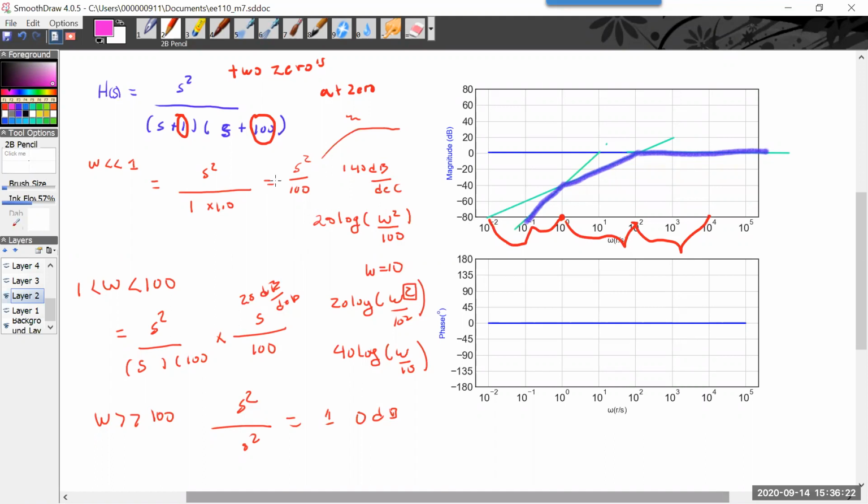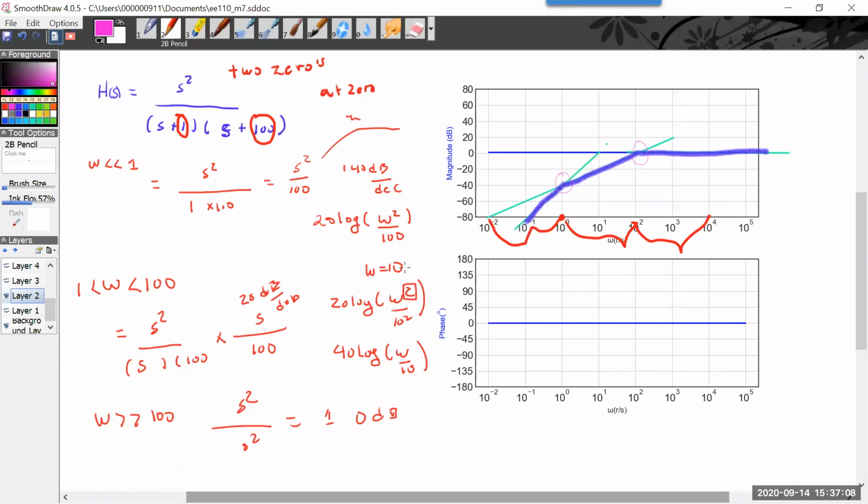When it's much less than 1, it's going to have a 40 dB per decade slope. In between it's going to be 20. And when it's greater than 100, what I'm trying to show is that there's a breakpoint at 1 radian per second and a breakpoint at 100 radians per second. You can see that the asymptote would go along that line, but it's really only valid from here to here. Then this asymptote is really only valid from here to here, and that asymptote is only valid from there to there.